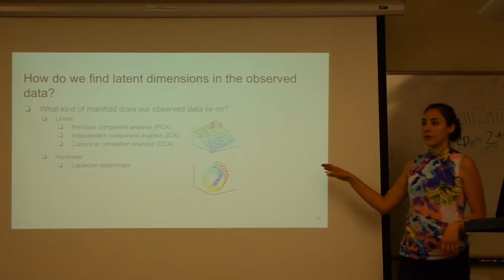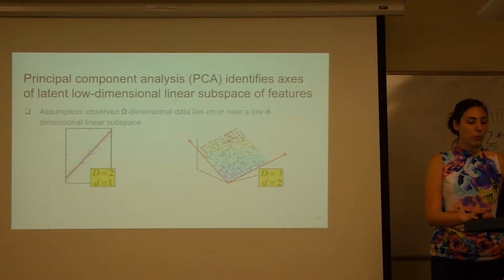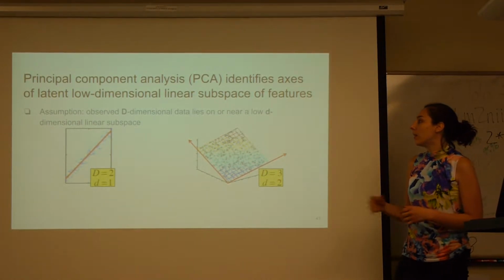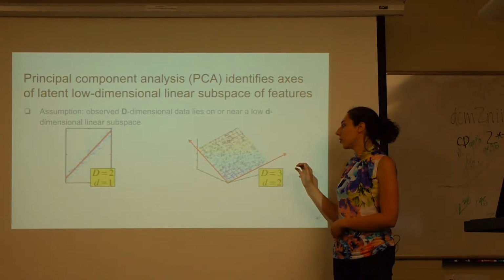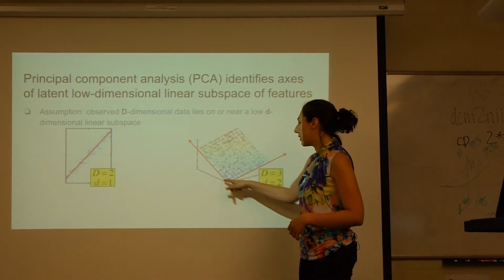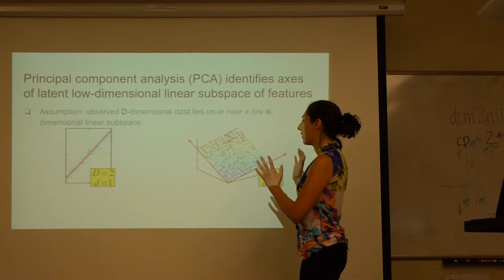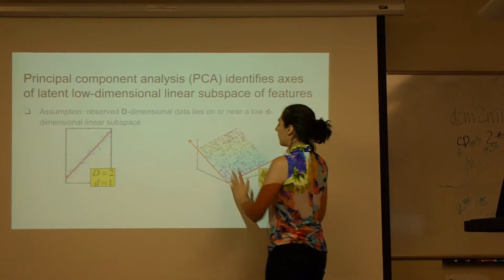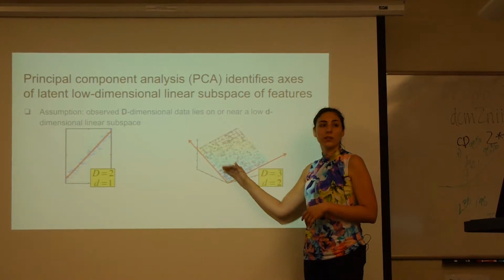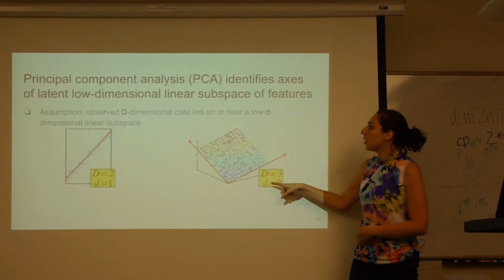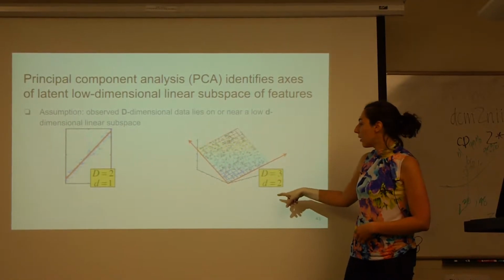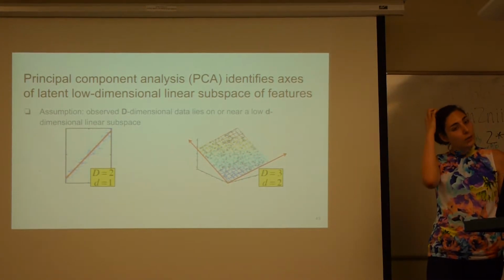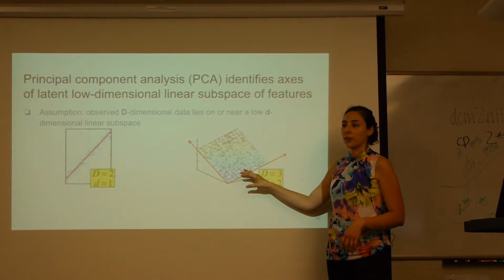So to begin with the linear methods, first we're going to talk about PCA, which you're probably very familiar with. But just as a refresher, PCA identifies these axes of latent low-dimensional linear subspaces of the features. Let's say this is our observed data, so it's in 3D. PCA identifies these axes of the linear latent space, and it identifies that it only needs 2 dimensions to really describe this observed data. So here, the observed data has big D dimension of 3, and the latent features have dimension 2. The assumption is that this observed data lies on a linear subspace.